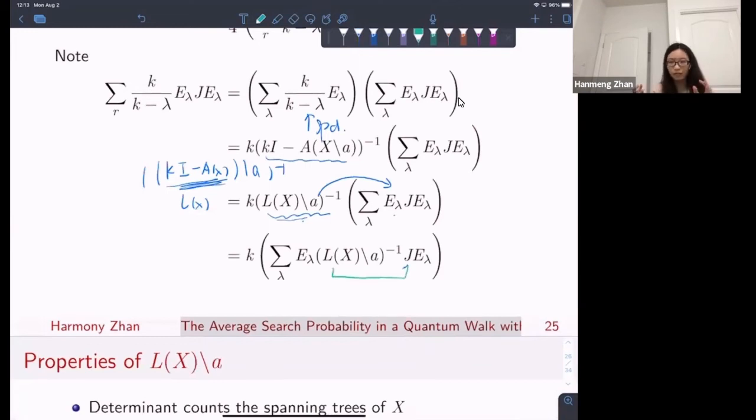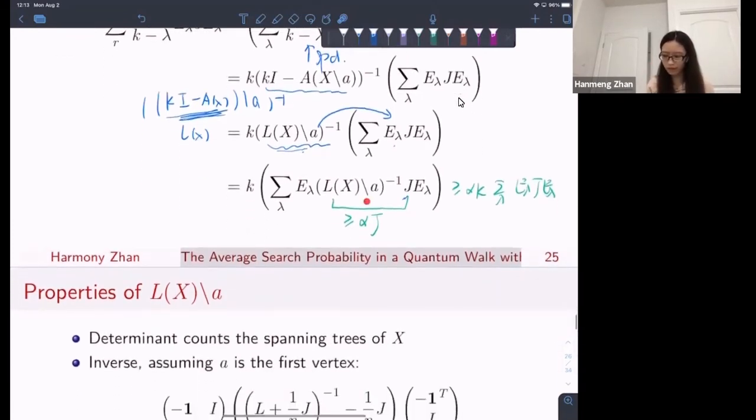If I can find the minimum entry, let's call it alpha, then this matrix is at least as large as alpha times J, comparing the two matrices entry-wise. Then I can bring alpha outside and say that this is at least alpha times the sum of k over k minus lambda, E_lambda J E_lambda. So there we have a lower bound of S2 in terms of the average state of the continuous-time quantum walk.